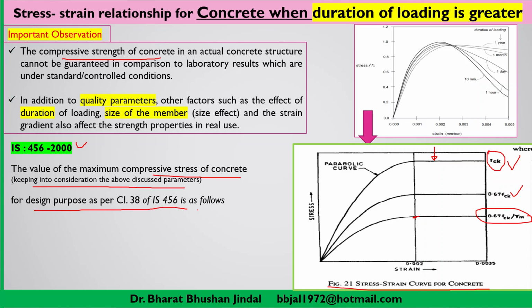For design purposes, you can refer to clause number 38 of IS 456, which gives us the value that the compressive strength of concrete will be equal to 0.67 times FCK, where FCK is the characteristic compressive strength, which we have already discussed in detail. So you have to multiply it by 0.67, and whatever value you get will be the maximum value of compressive strength of concrete which you can use while designing the structures. Later on, when we go through the design philosophy, we will understand what this third curve belongs to.